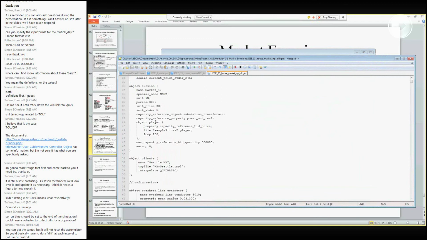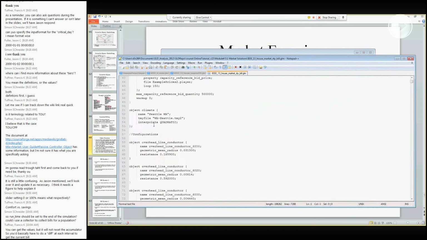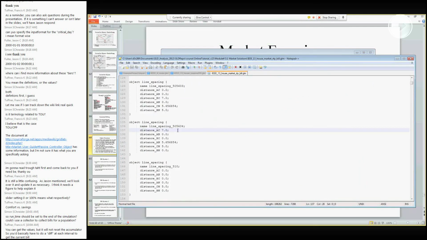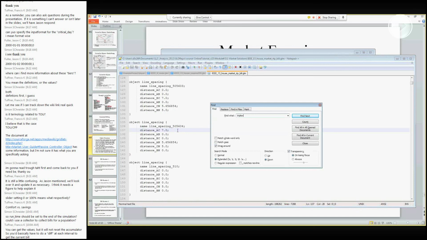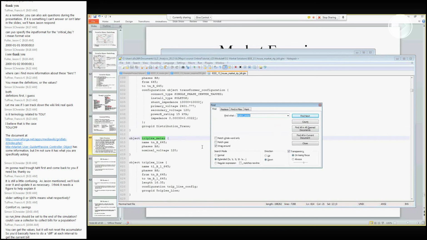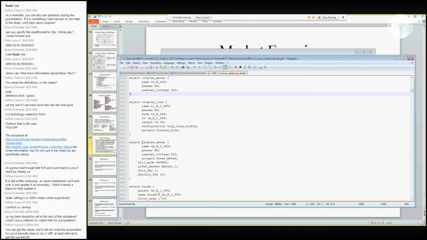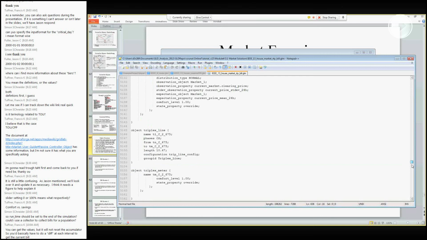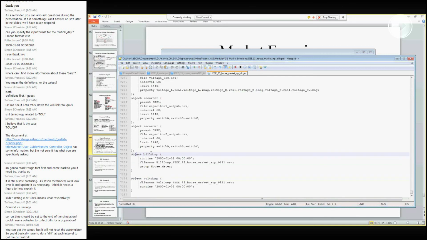So here's my auction. You can see in this case we're initiating the price and the standard deviation and things like that. But then when we come down to the triplex meter, we can take a look at how it is put together so that you can bill in an hourly format. It's looking at this power market, billing on the first day of the month, giving it a fee. And we come down here and create a bill dump and a volt dump just so we can grab the entire system information at the end of the simulation.